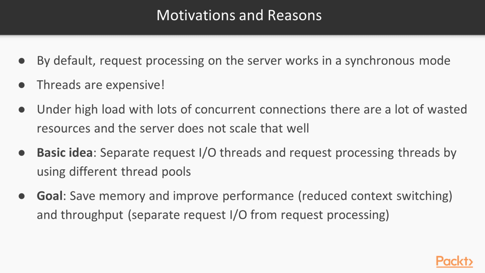So the basic idea of asynchronous processing is to separate your request I/O threads and the request processing threads by using different thread pools. So this basically frees up your I/O threads to receive new connections while you do the processing on different threads. So the ultimate goal is to save memory and improve the performance of your applications by reducing context switching, and you can also improve the throughput by basically separating the request I/O from the request processing. So those are the main motivations and reasons.